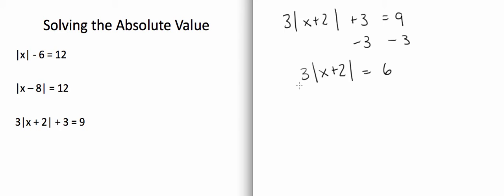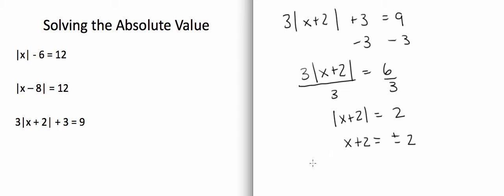Then, because this 3 is on the outside of the absolute value and it's right next to it, that means it's multiplication. So we're going to divide by 3. So we have the absolute value of x plus 2 is equal to 2. And to get rid of the absolute value, we write it as x plus 2 equals plus or minus 2, which gives us two equations. Like so. So now we subtract 2 and subtract 2.